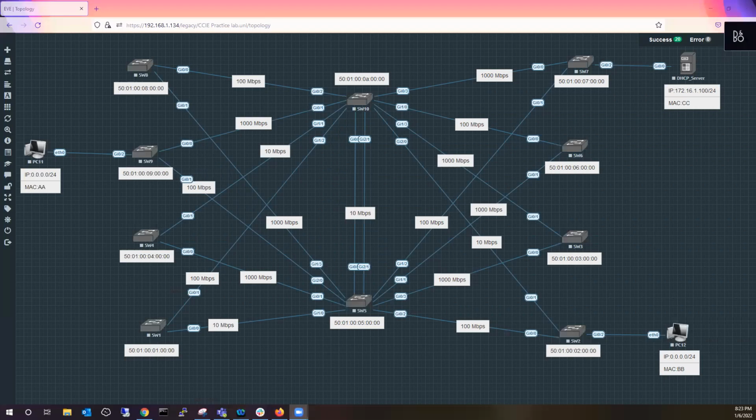Recording. Cool. Go ahead and converge this topology so we can see how traffic will travel throughout this network.